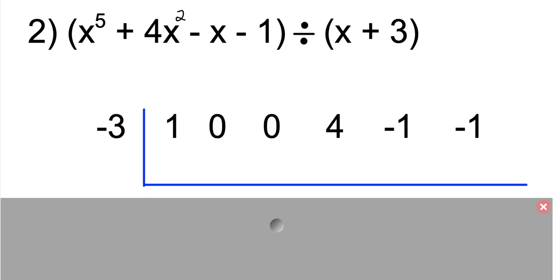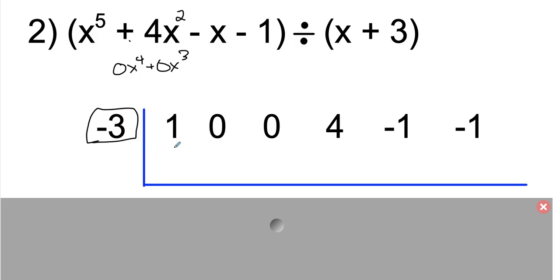Okay? So now that we got everything set up, all right, so x plus 3 equals 0, we get x equals negative 3, just like the last one. Okay, however you want to put it in the box, some kind of a divide or a separator there, and then we have our coefficients. So 1 there, and then we have our 0x to the fourth and our 0x to the third. We're missing those, so those are my zeros here. And then our 4x squared, negative 1x, negative 1 constant. Okay?